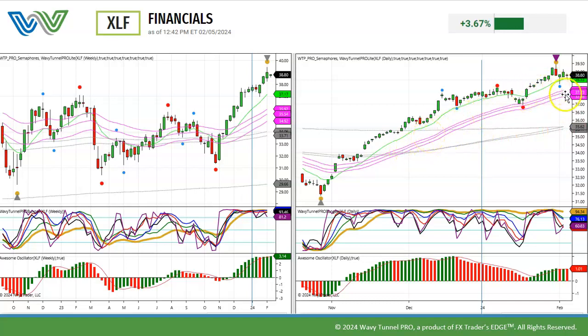So it's a buy on dip scenario. It's a buy on dip until we're told otherwise. And the first indication would be if we start to trade below the wave and into the tunnel. But for now, it's buy on dip.